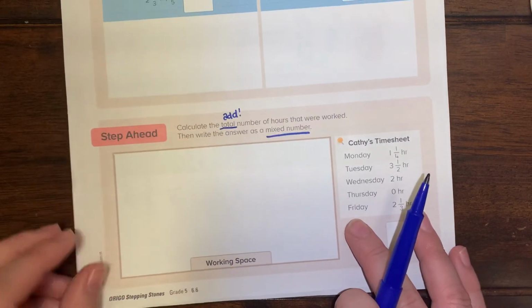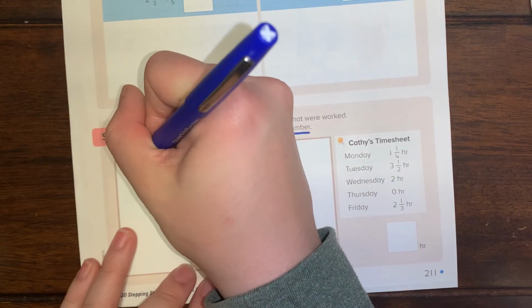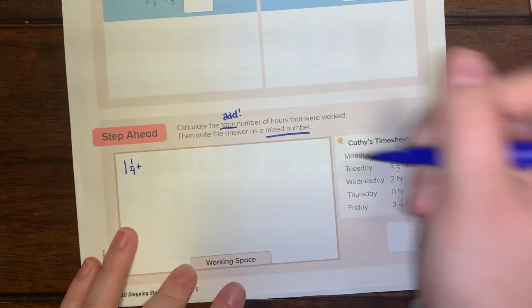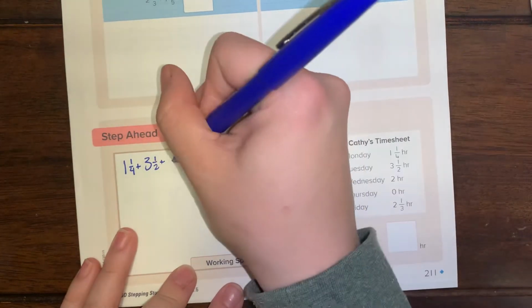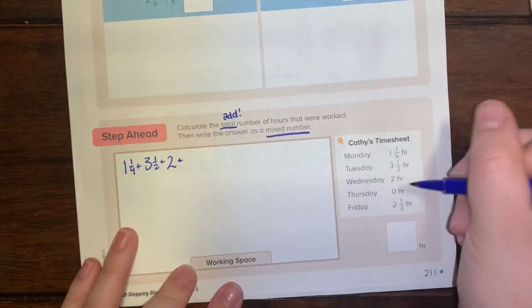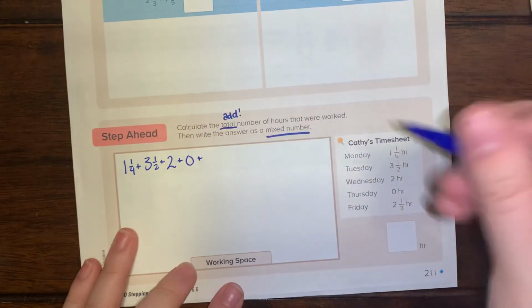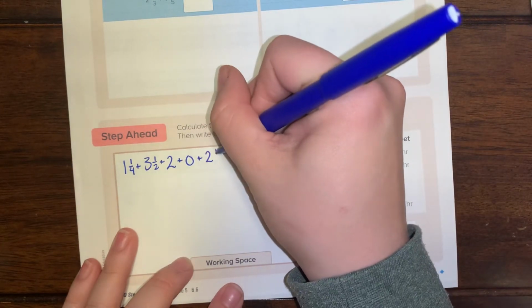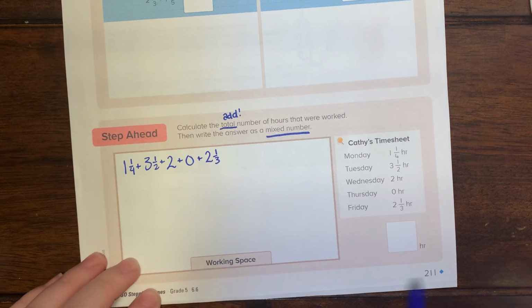So let's go ahead and look at this. We've got Monday, which is 1 1/4 hours, plus Tuesday, 3 1/2, plus Wednesday, which was 2, plus Thursday, which, oh, she didn't work on Thursday. That was her day off. And then Friday, 2 1/3 hours. So I'm going to add all of these together to get a mixed number.